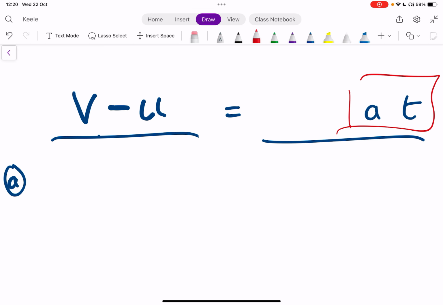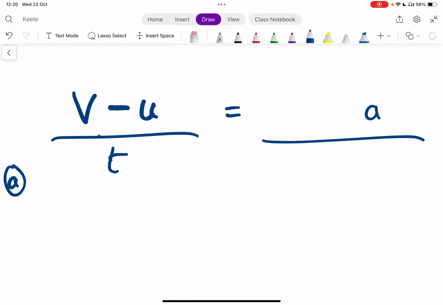Now I've got just a box with some stuff in it. Nothing else. There's nothing there anymore. I've moved it. So I can open the box and look at what's inside. And what I've got is A times T. If I want something that's in there, I'm going to have to divide by the thing I need to get rid of. I want the A. I've got to get rid of the T. So I pick up the T and I divide by it. So A equals V minus U, but all of that gets divided by the T.